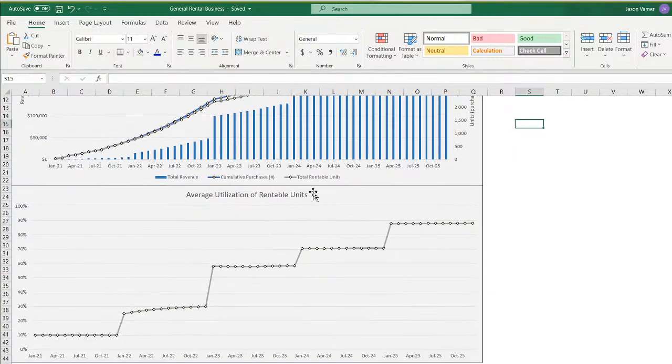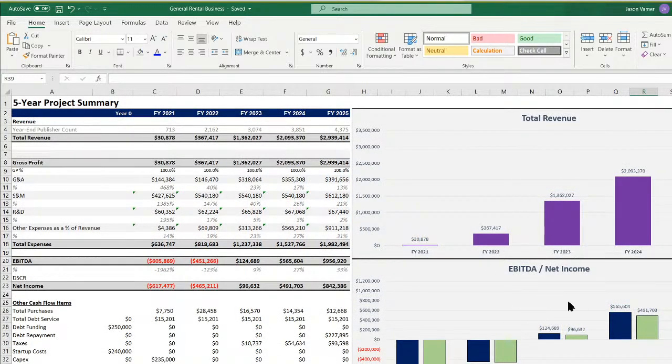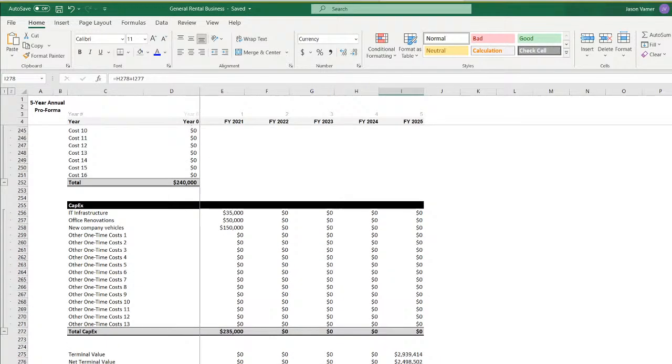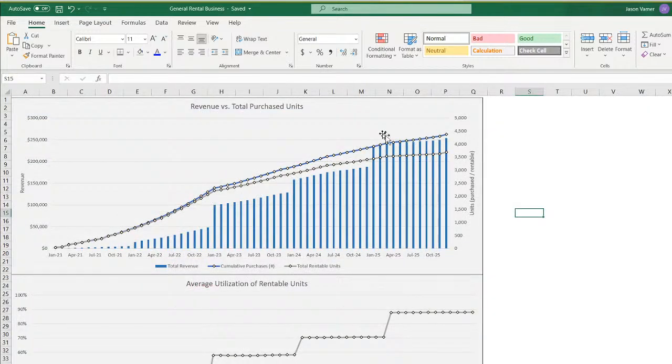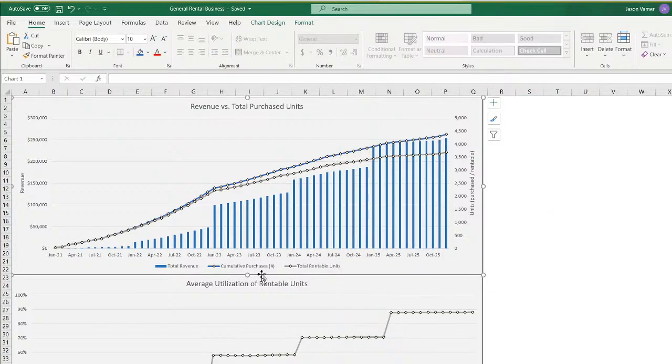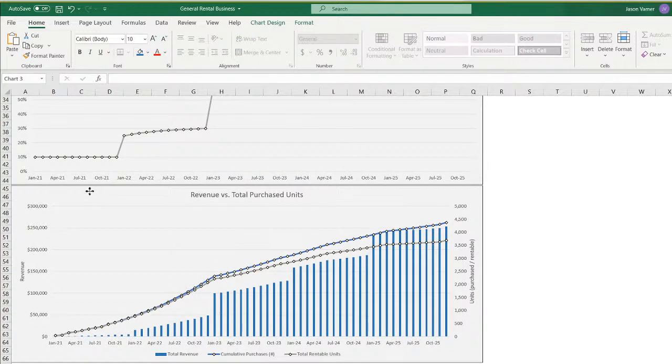Okay, average utilization of rentable units. We've got revenue and EBITDA and stuff over here, so I'm not really worried about those. We definitely can do cost. And here we can definitely do revenue by category. That'll be a good one.